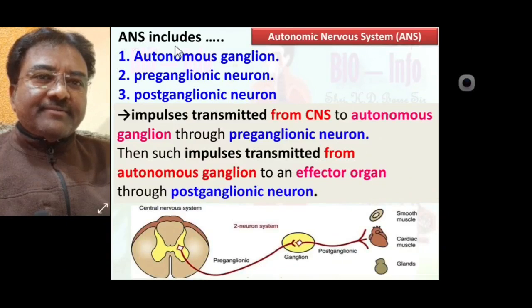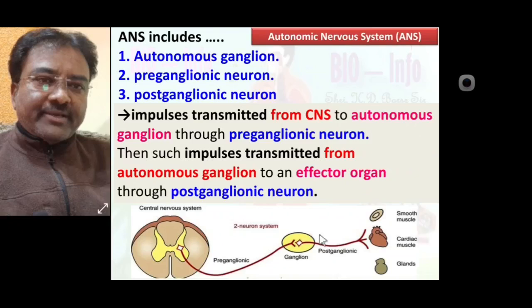Always remember, the autonomous ganglion, preganglionic neuron and postganglionic neuron are the components of the autonomous nervous system, and through these three components the impulse is transmitted from the CNS to the autonomous ganglion through the preganglionic neuron, then from the autonomous ganglion to an effector organ through the postganglionic neuron.